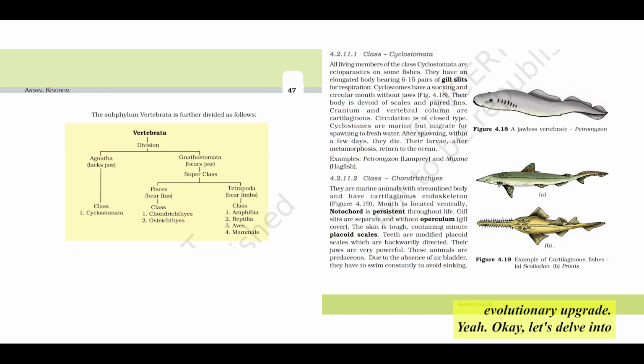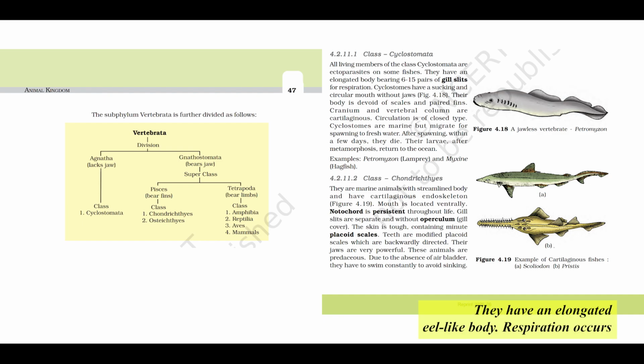Okay, let's delve into the first class under Vertebrata. Class Cyclostomata, the jawless ones. Right, class Cyclostomata. These are fascinating because they are the only living representatives of the agnathan division, the jawless vertebrates. All living cyclostomes are ectoparasites on some species of fishes. They attach to the host fish using their specialized mouth and feed on blood or body fluids.